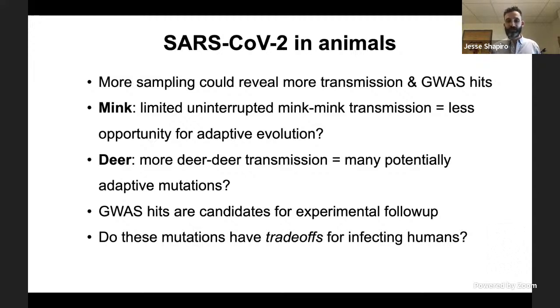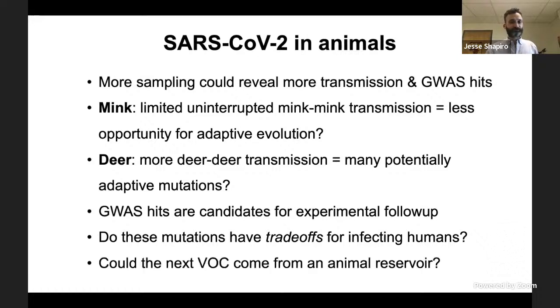Or is the virus really going down an evolutionary pathway to be really good at infecting deer, which means that it won't be good at infecting humans? But that's not necessarily the case. So these are the kind of follow-up questions that would be really interesting. And of course, the big question I think everyone wants to know is, could the next variant of concern, like Omicron, come from an animal reservoir? I think it certainly could. We have not found that yet, but I think it's important to continue these investigations because it could.